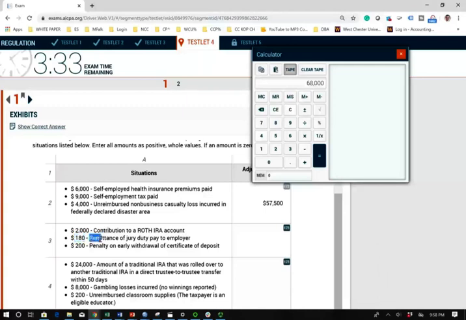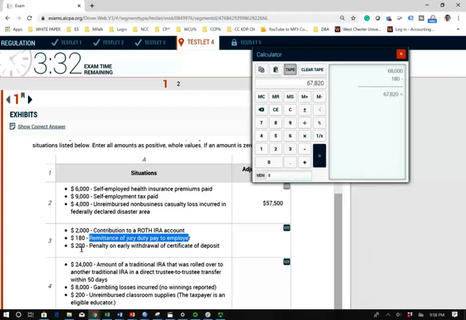$180 remittance of jury duty paid to employer. Now, what happens sometimes when you receive money from jury duty? It's income, but if you remit that money to your employer, then you can deduct it. So the net effect is zero. The county or the state paid you that money, but if you give it to your employer, you can deduct it. So you can deduct $180.